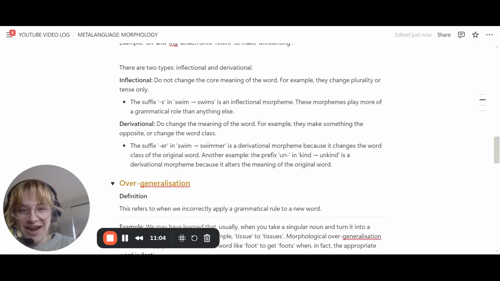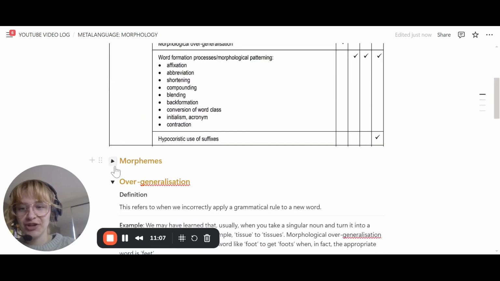Trust. All right. So I'm going to collapse this because it's such a huge amount of notes.